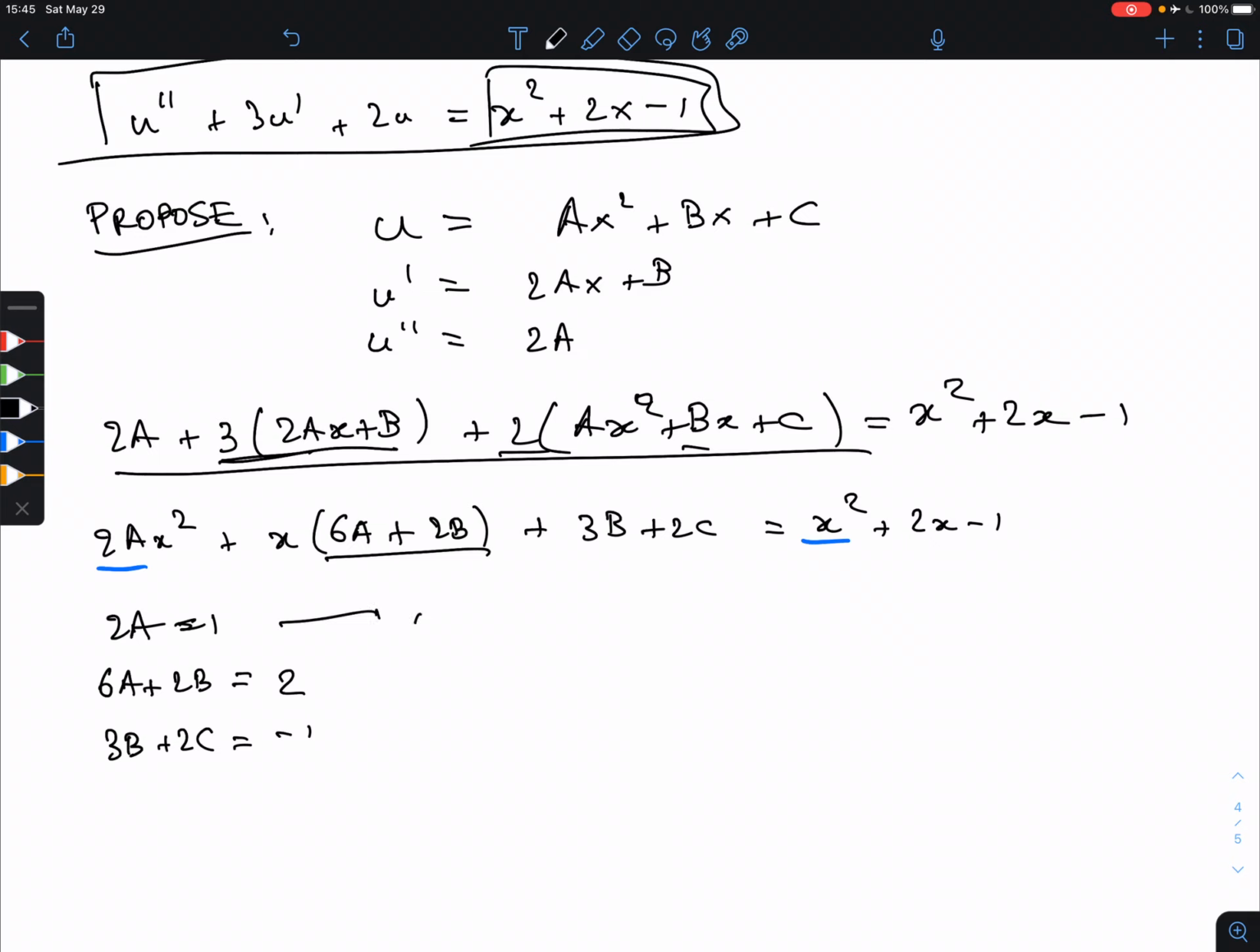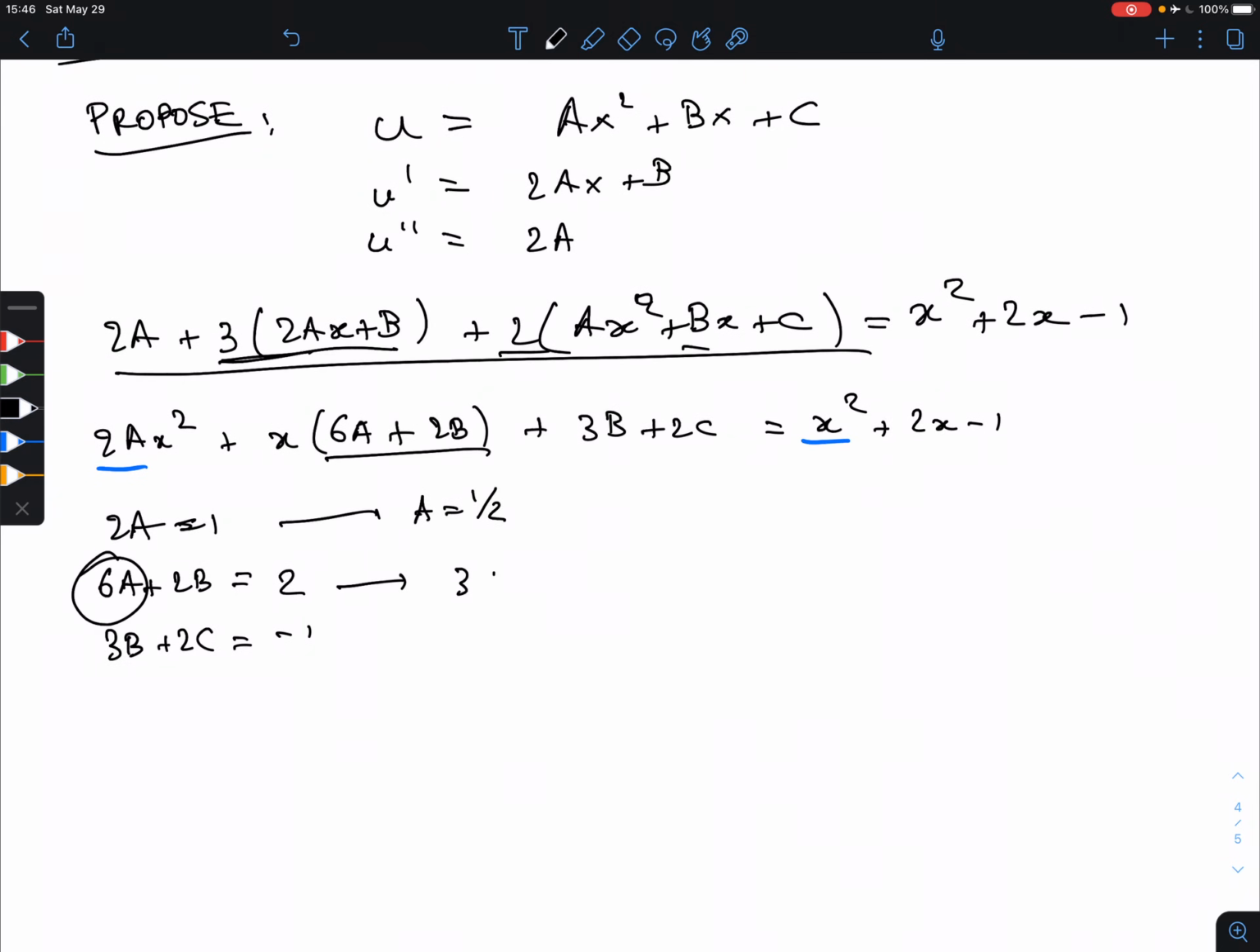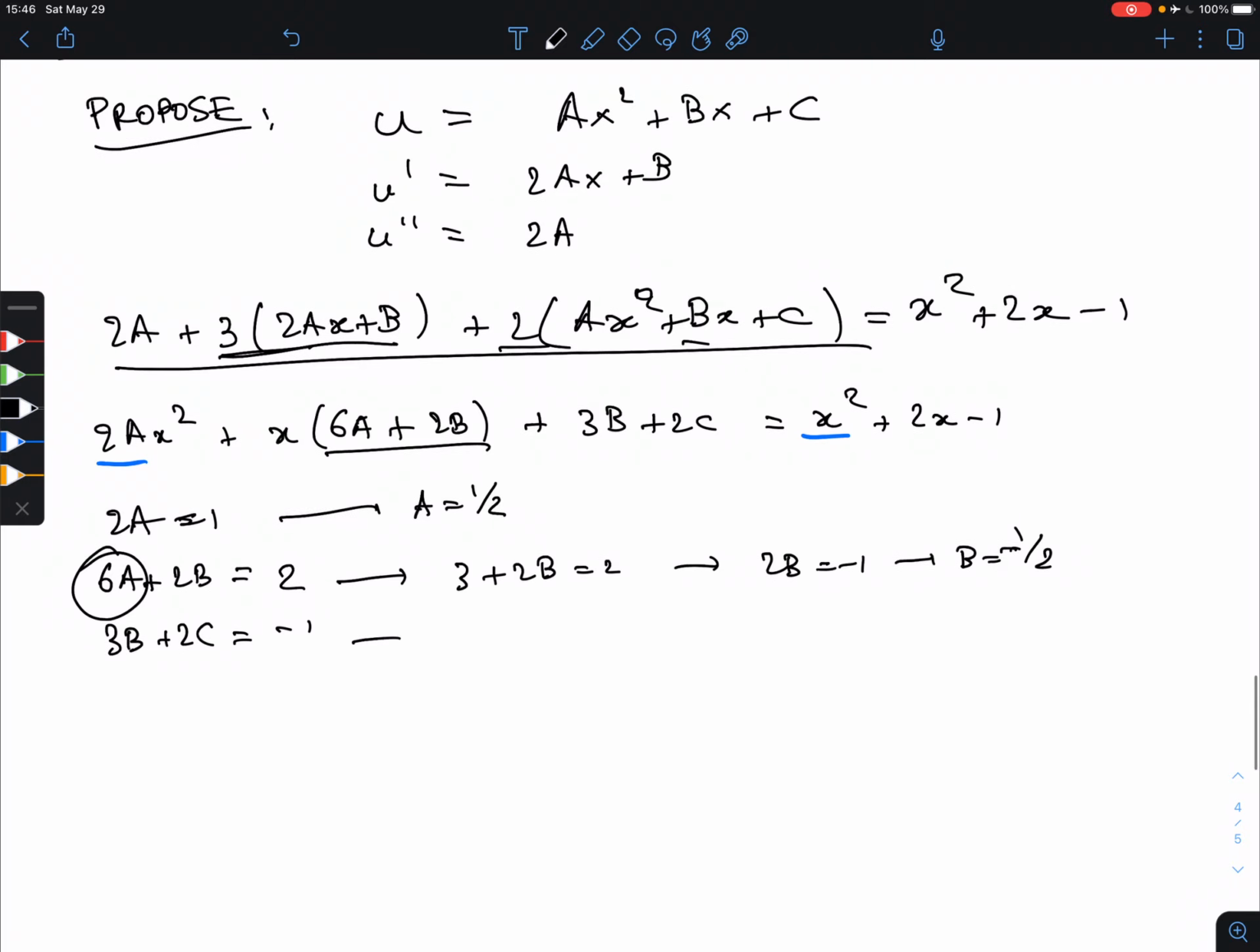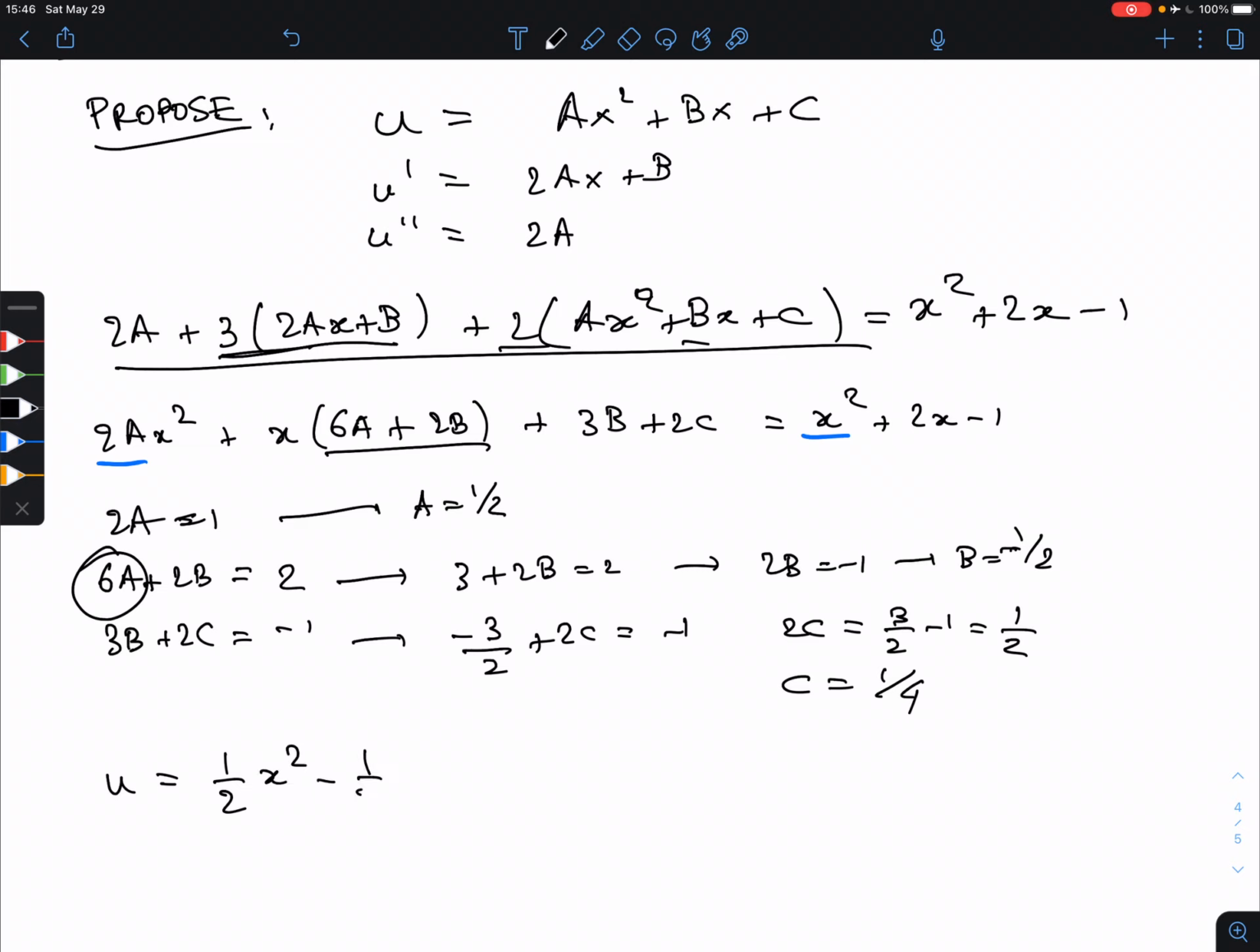Okay, and I have to solve. Okay, a is a half. Bit annoying, but okay. If I plug it in here, that is 3 plus 2b is 2. So we see that 2b is minus 1, so b is minus a half. We plug this in here, we get minus 3 halves plus 2c is minus 1. So we see that 2c is equal to 3 halves minus 1, which is a half. So c is equal to 1/4. So our solution is u equals a half x squared minus a half x plus 1/4.